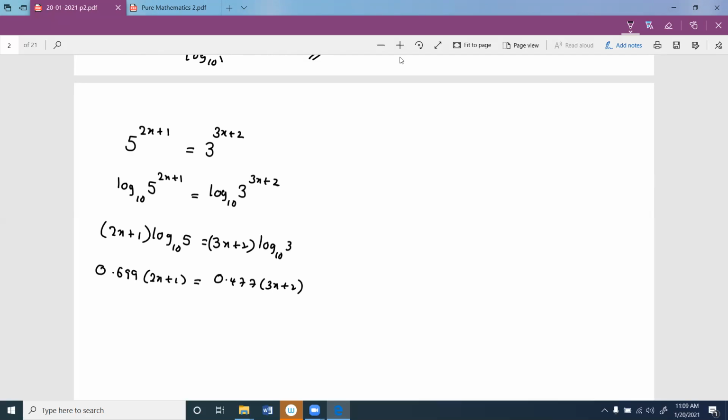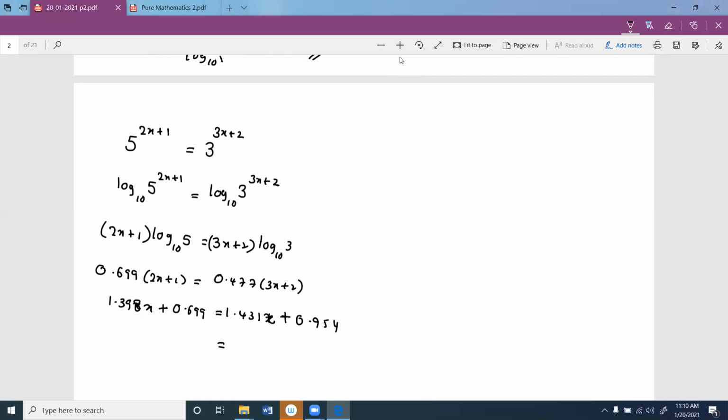So you can say 0.699 into 2 becomes 1.398x plus 0.699 is equal to, then 0.477 into 3 is 1.431x plus 0.477 into 2, which is 0.954. Right, okay. Then what you need to do here is bring the x terms to one side.